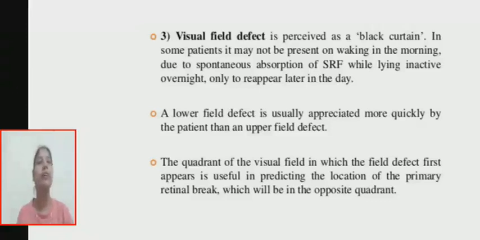The quadrant of the visual field in which the field defect first appears is useful in predicting the location of the primary retinal breaks, which will be in the opposite quadrant.